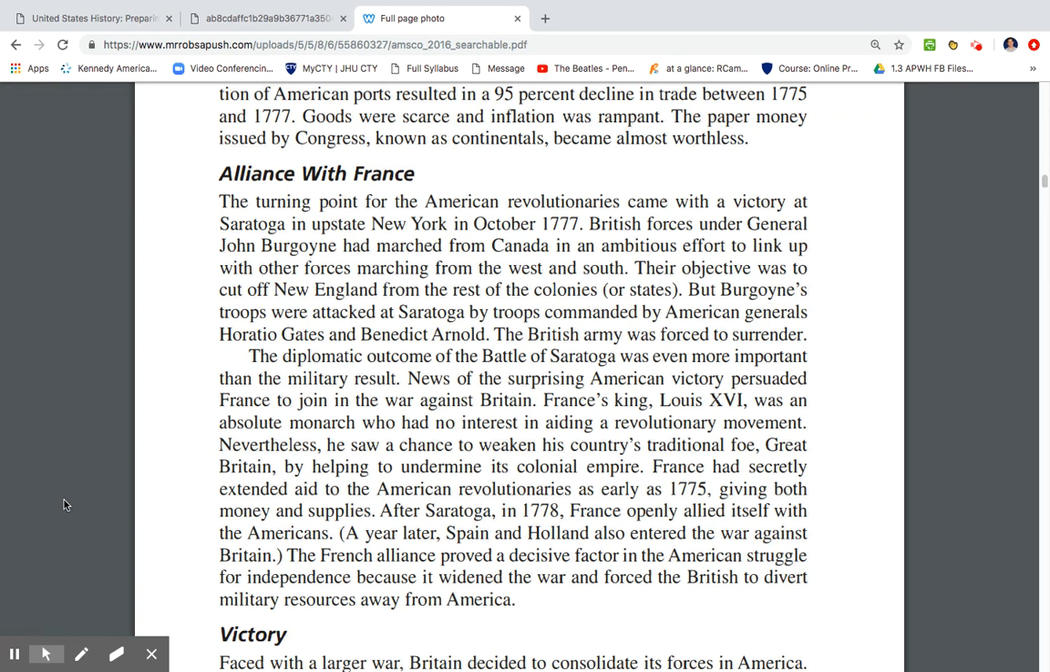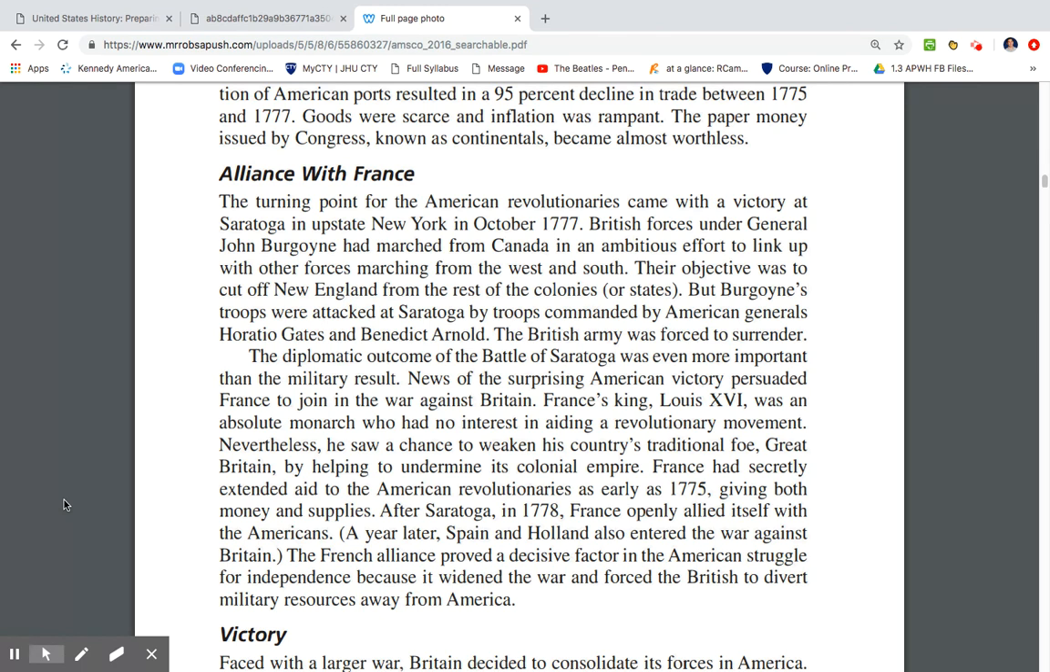The diplomatic outcome of the Battle of Saratoga was even more important than the military result. News of the surprising American victory persuaded France to join in the war against Britain. France's king, King Louis, and terrible Roman numerals and speaking English, as you can see, was an absolute monarch who had no interest in aiding a revolutionary movement. Nevertheless, he saw a chance to weaken the country's traditional foe, Great Britain, by helping to undermine its colonial empire. I believe that was the 15th. I could be wrong. King Louis XV.